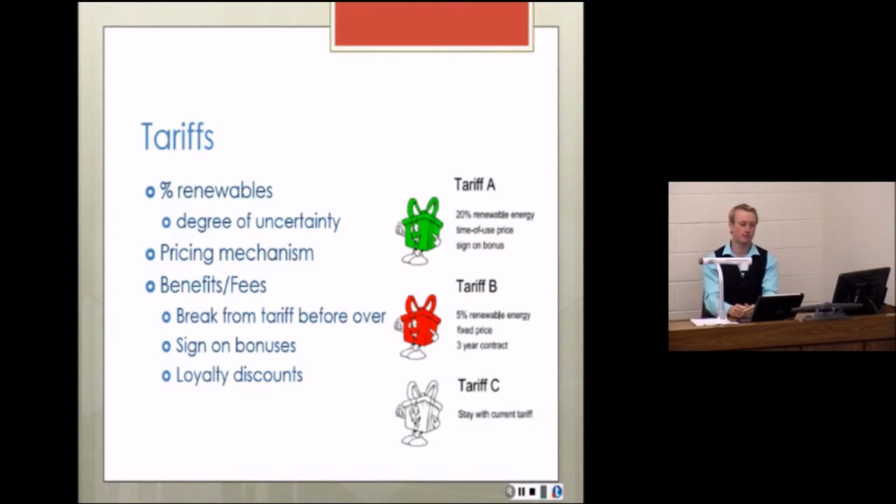And then, of course, there are pricing mechanisms. Do you want a fixed price contract? Do you want a time of use price? Do you want variable rates? And there are costs, benefits and fees. Do you want to break away from that contract? Like whenever you break from your cell phone contract, you have to pay a fee for that. Same thing happens with this. There are also sign-on bonuses and loyalty discounts. If you've been with a supplier for a long period of time, they may offer you financial incentives.